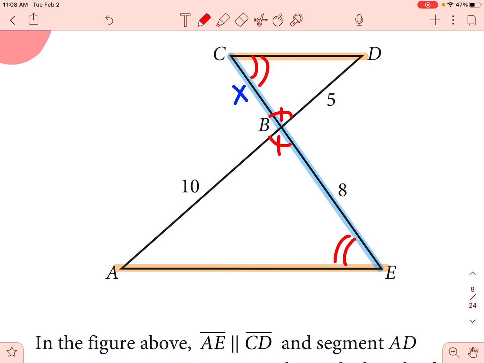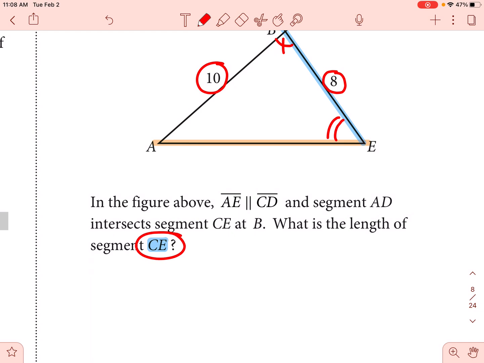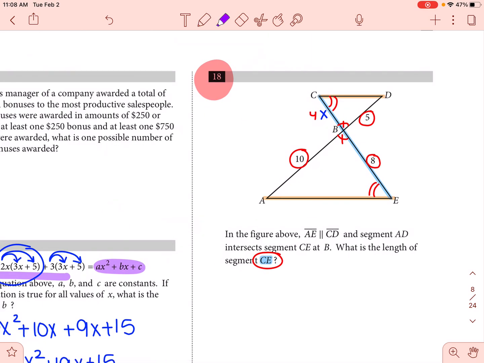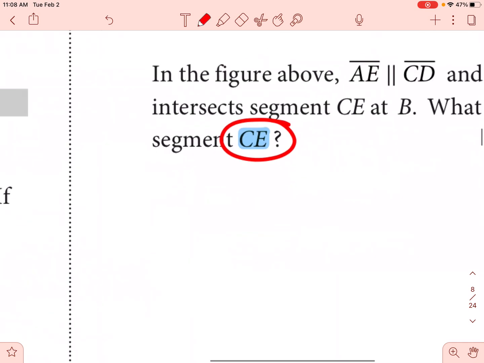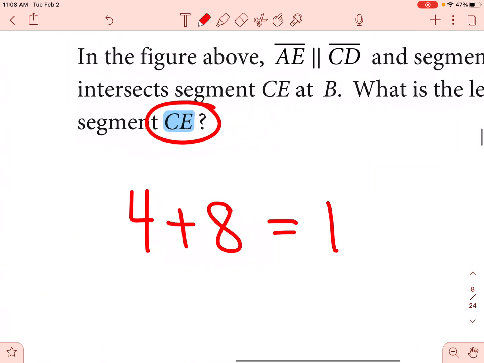And so the sides are proportionate. So if this longer side is 10 and the shorter side is half of that, then if this side is 8, the shorter side is going to be half of that. So this CB is 4, but it's not asking for CB, it's asking for CE, which I highlighted in blue. So I need to add together 4 plus 8, which is 12. And that's the answer. 12 units long.